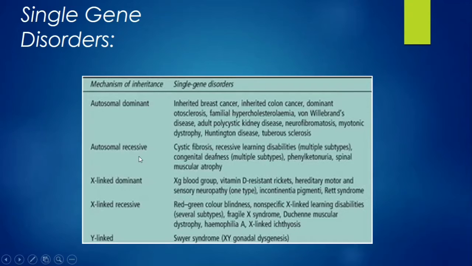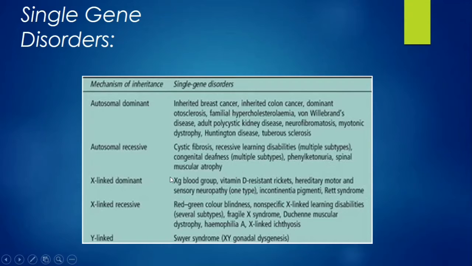Now let's look at some examples of autosomal recessive disorders, the most common of which is cystic fibrosis. As you can see, it is very common in children. Others include recessive learning disabilities in children, congenital deafness, which has multiple subtypes, phenylketonuria, spinal muscular atrophy.